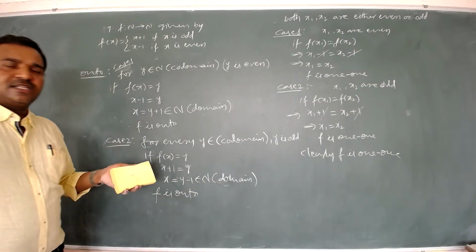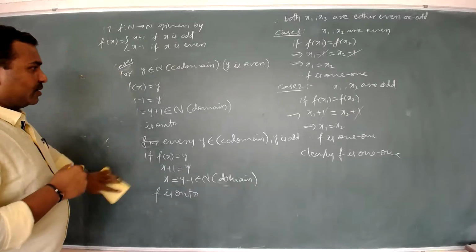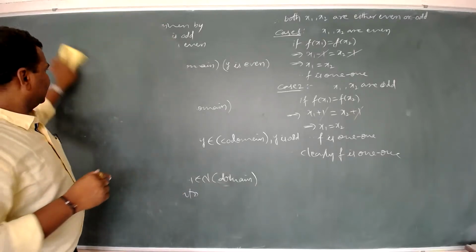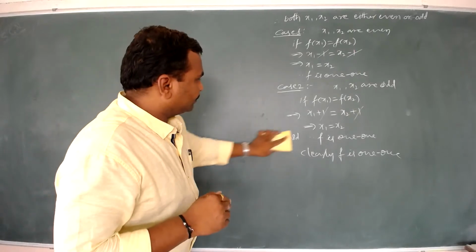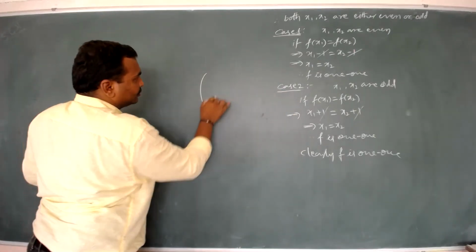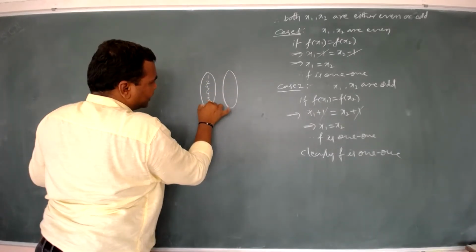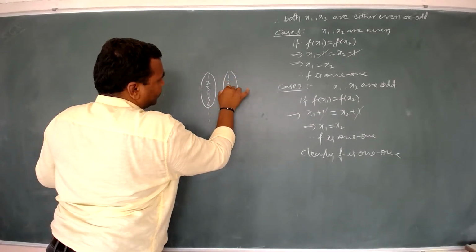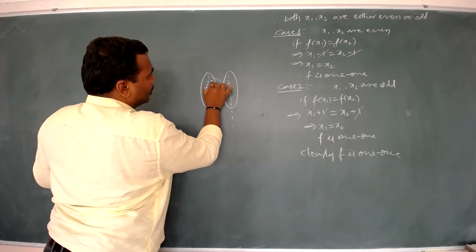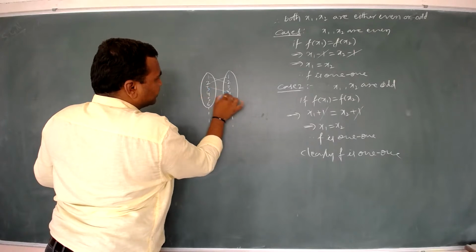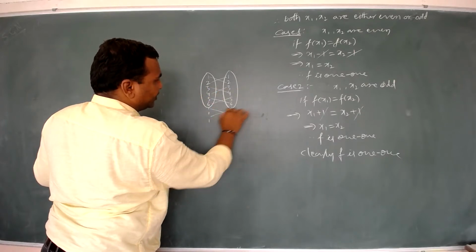No need to write like this also. Simply, I will explain in another method also. See, 1, 2, 3, 4, 5, 6, and here also 1, 2, 3, 4, 5, 6. So 1 maps with 2, 2 maps with 1, 3 maps with 4, 4 maps with 3, 5 maps with 6, 6 maps with 5. Continuation is there.